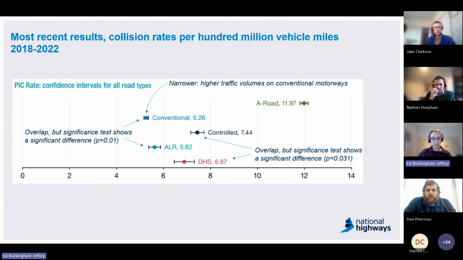And then the conventional motorway rate and the all lane running motorway rate are quite similar. We look at our confidence intervals, and they do overlap a little bit here, but doing the significance test, we got a p-value of 0.01, and we concluded that they are different. The same for the controlled motorway collision rate and the dynamic hard shoulder collision rate. Again, those confidence intervals overlap, by a bit more this time, but when we did a significance test we got a p-value of 0.031, so we said, that feels different.